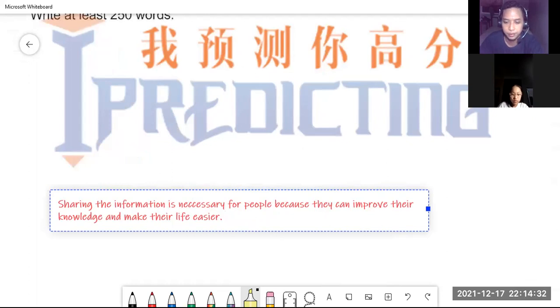Okay, so you have made the information about the sharing information. What else can we add here? So sharing the information is necessary for people because they can improve their knowledge and make their life easier. What else?